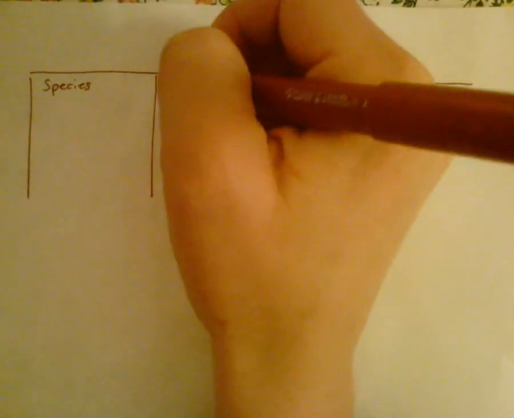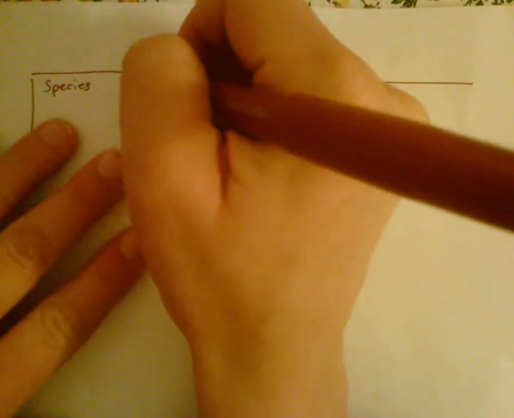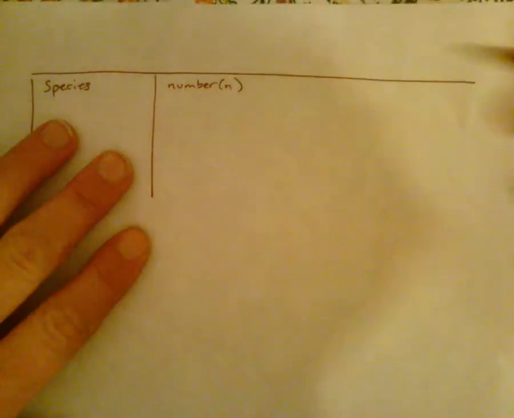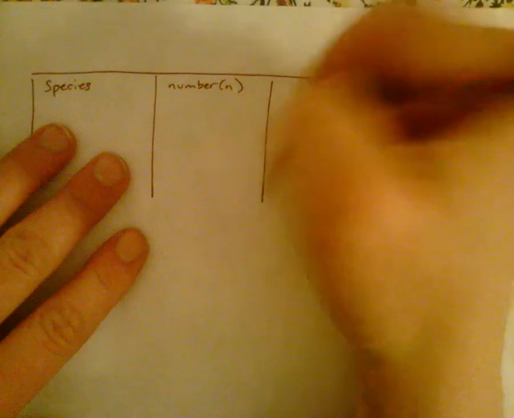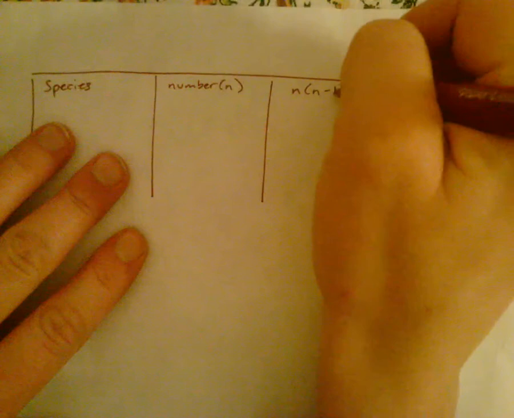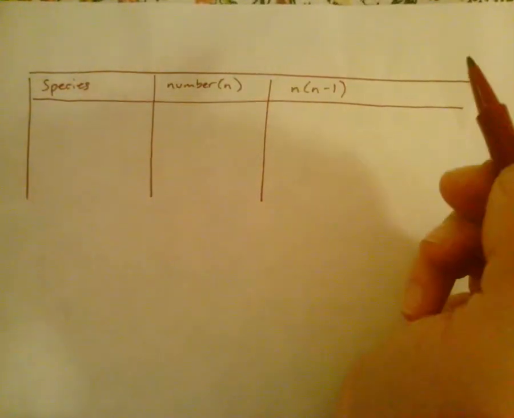So we're drawing out our data table first. I'm going to leave mine open because I don't know how big I'm going to write. So I'm just going to say, okay, I have my species. They're all trees, but I'm just going to say species. And then in our next column, we're getting our number, lowercase n, of each. And then I'm going to calculate my lowercase n times lowercase n minus 1. All right, giving myself plenty of room there.